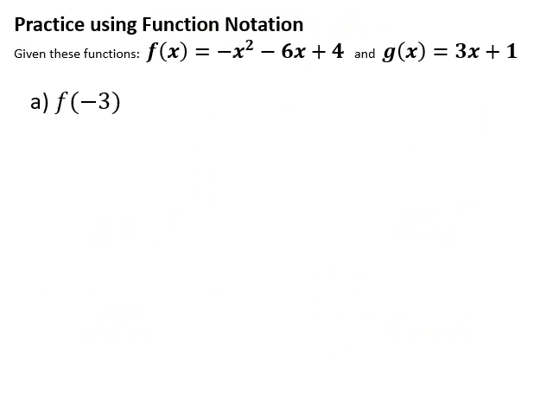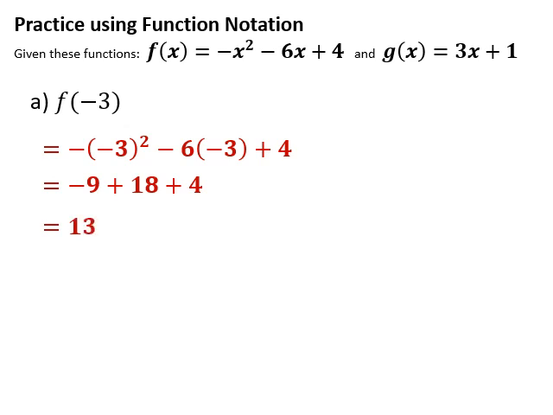All right, so let's practice some more function notation. We're given 2 functions, f of x and g of x, and find f of negative 3. So pause the video and figure that out, and then let's see how you did. All right, so we plug in a negative 3 into the x squared, and then we simply simplify. And so we get 13.